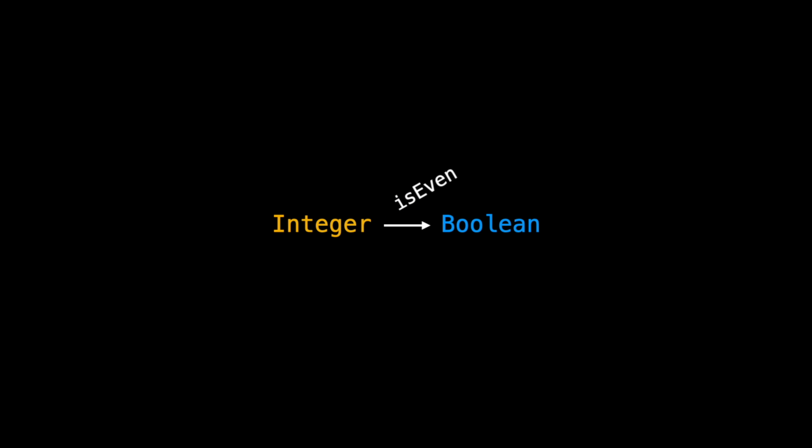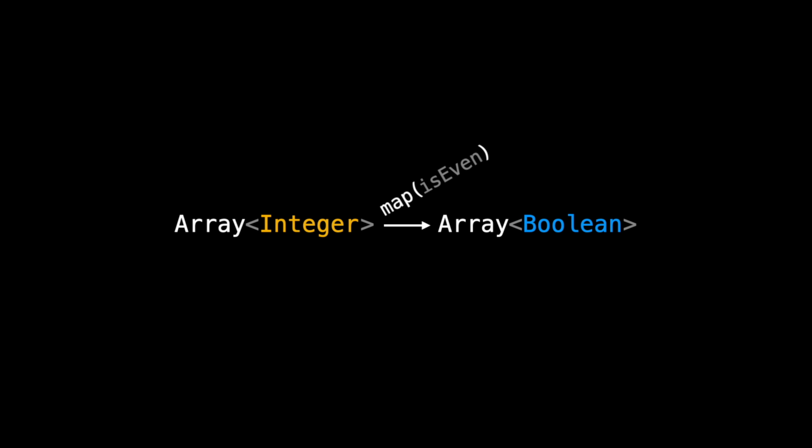Let's consider the is-even function. It receives an integer and returns a boolean. We can lift this function into a functor like F. Now map of is-even receives F of integer and returns F of boolean. An example of such a functor is array. Our lifted is-even function now receives array of integer and returns array of boolean. What seems to be happening here is that we are keeping the container fixed and changing what it holds.